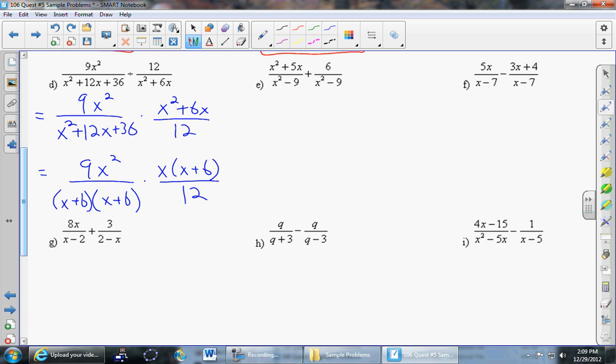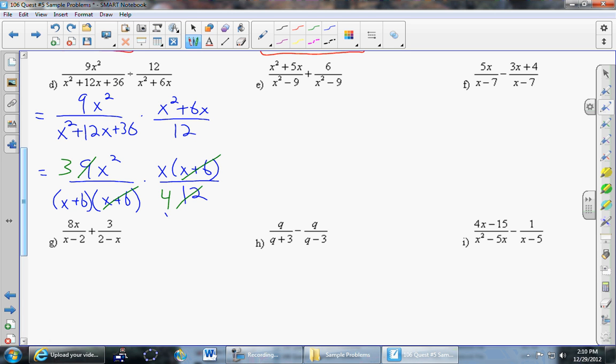Bottom right, it's fine to leave it as a 12. And we cancel any numerator with any denominator. X plus 6, x plus 6, 9 and 12 reduces to 3 and 4. And it looks like there's nothing else that we can do. So we'll just write our final answer.